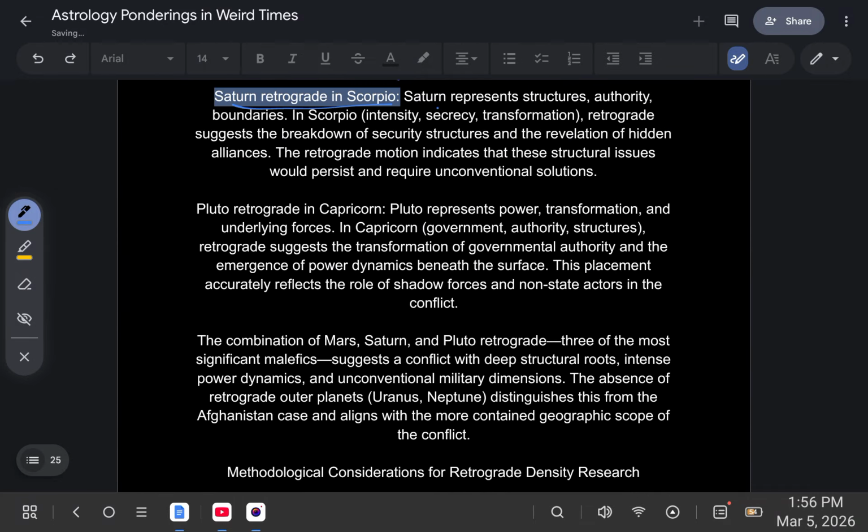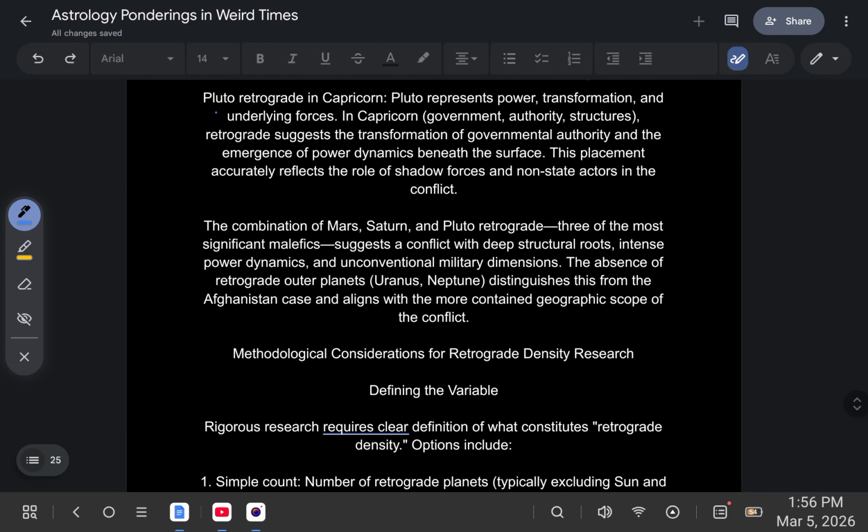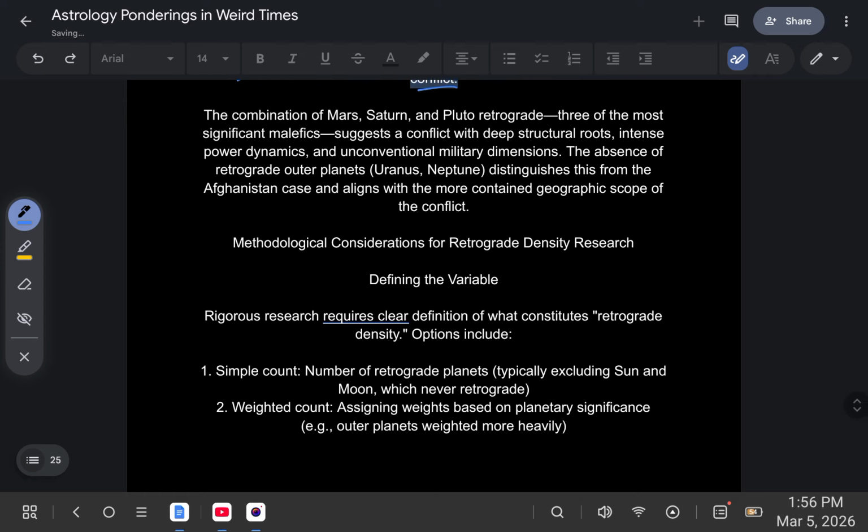Saturn retrograde in Scorpio. Saturn represents structures, authority, boundaries, and Scorpio, intensity, secrecy, transformation. Retrograde suggests the breakdown of security structures and the revelation of hidden alliances. The retrograde motion indicates that these structural issues would persist and require unconventional solutions. Pluto retrograde in Capricorn. Pluto represents power, transformation, and underlying forces. Capricorn, government, authority, structures. Retrograde suggests the transformation of governmental authority and the emergence of power dynamics beneath the surface. This placement accurately reflects the role of shadow forces and non-state actors in the conflict.